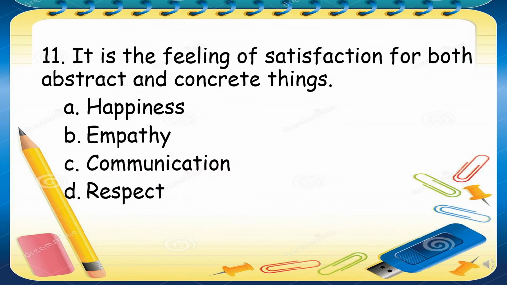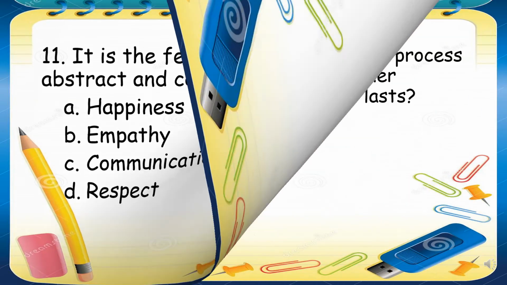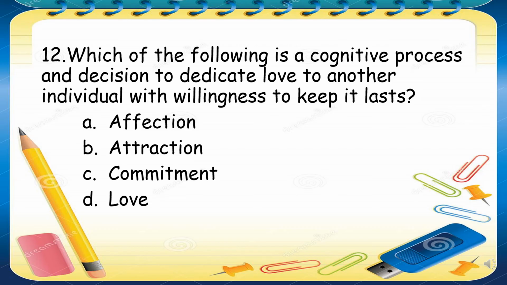11. It is the feeling of satisfaction for both abstract and concrete things. A. Happiness. B. Empathy. C. Communication. D. Respect. 12. Which of the following is a cognitive process and decision to dedicate love to another individual with willingness to keep it lasting? A. Affection. B. Attraction. C. Commitment. D. Love.